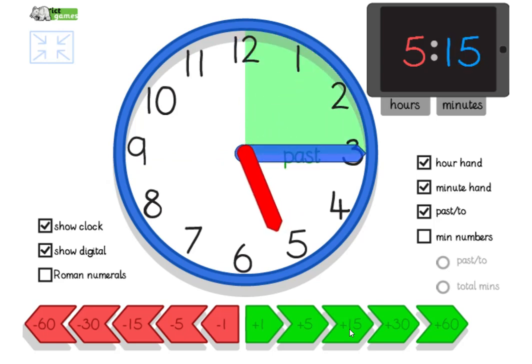What time's that? It could be 5, 10, 15 minutes past 5. Or it could be a quarter of the way around, a quarter past 5. Okay, that's enough for a review of that one.